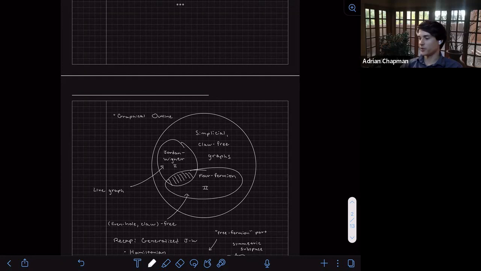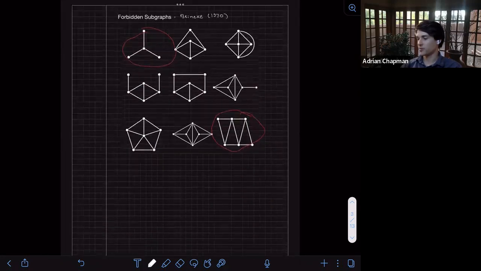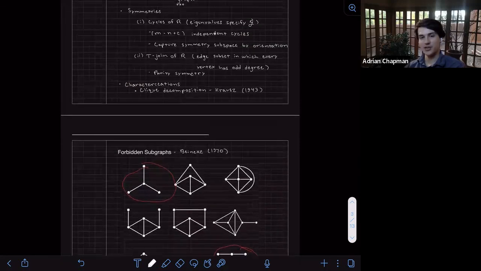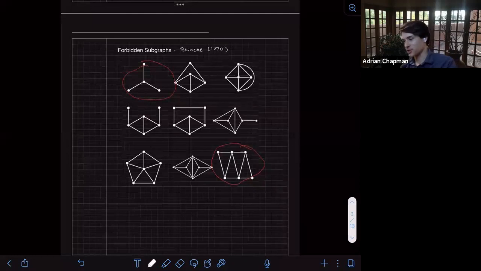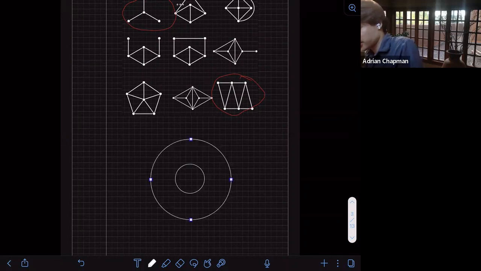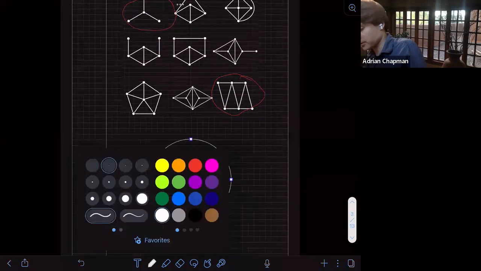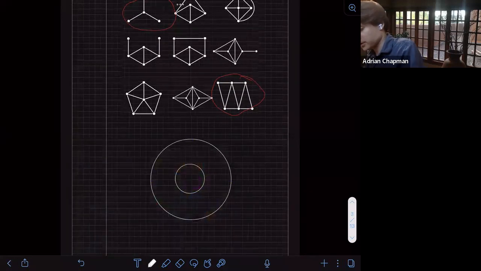So the original free fermion model, Fendley's model, on periodic boundary conditions, as I'm sure you're aware, is neither simplicial nor claw-free, actually. So let me just draw this. Let me see if I can do a good job of drawing it. Okay. So the graph maybe looks like this.